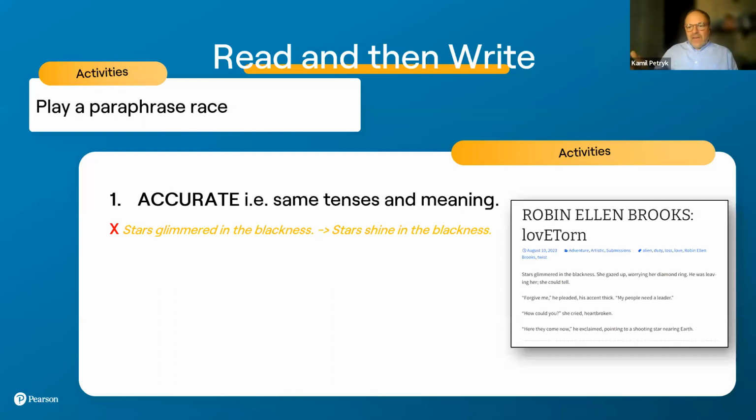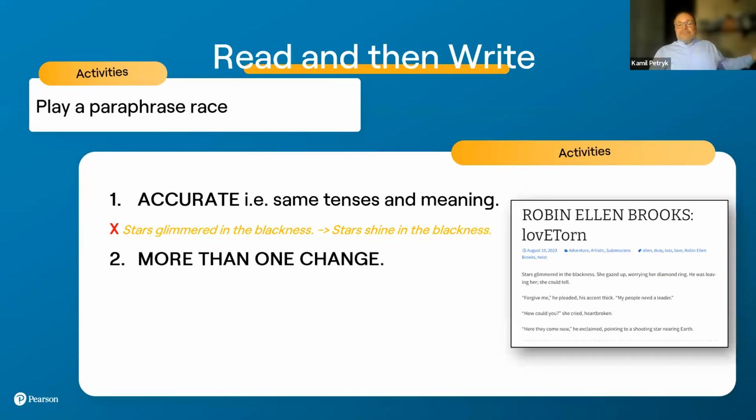So for example, if you have this first sentence, in this story, stars glimmered in the blackness, and it's transformed or paraphrased into stars shine in the blackness, it's wrong because the tense has been changed. And another rule, there should be more than one change, not only one change, but more than one change should be introduced.